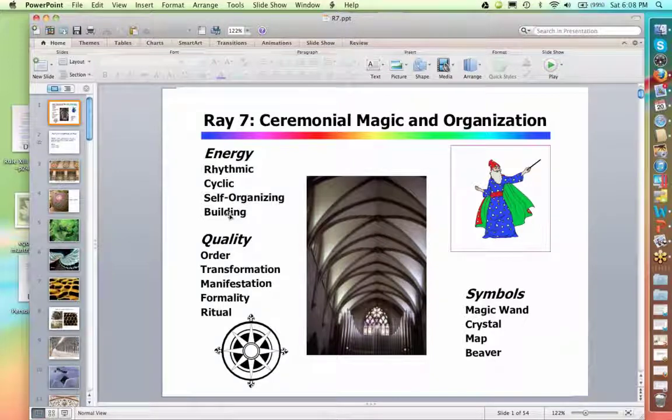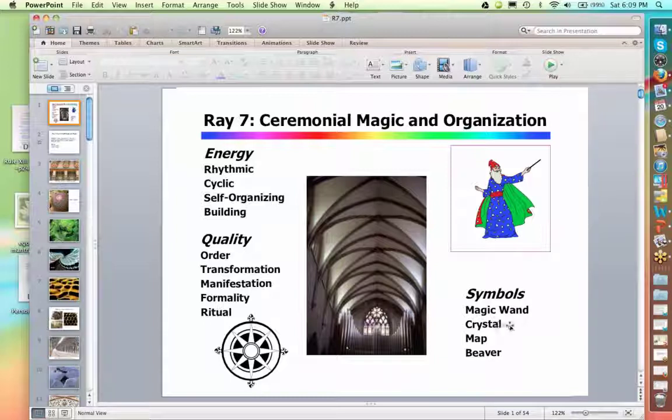And any of the words that have the word form in them will apply to 7th ray, whether it's reform, transform, conform, deform. All these words with form are 7th ray words. It is the ray that manifests, makes things happen. You see the word formality, the word inform, and formula, and uniform. All of these have the word form in it. Those are 7th ray words. It is the ray that does things in a rhythmic way again and again and again, which leads to ritual.